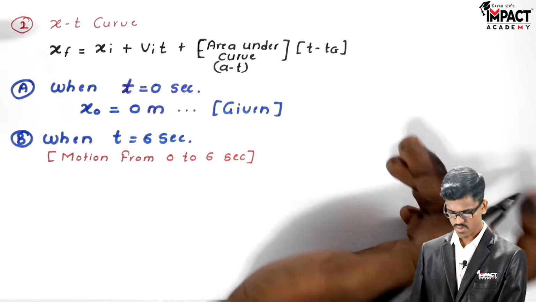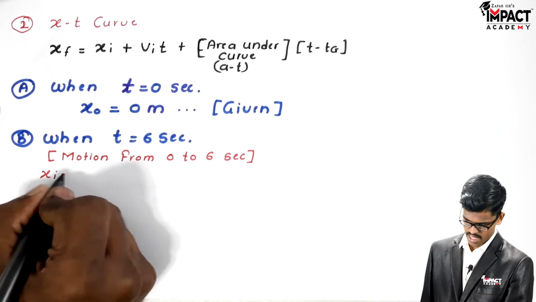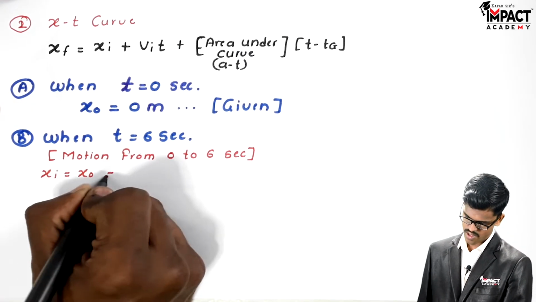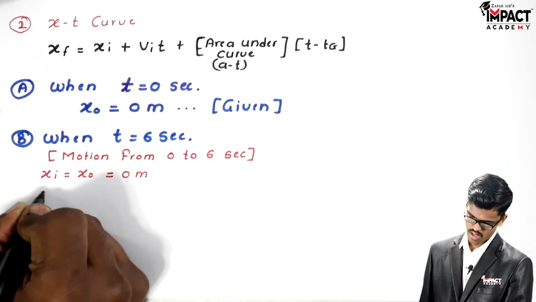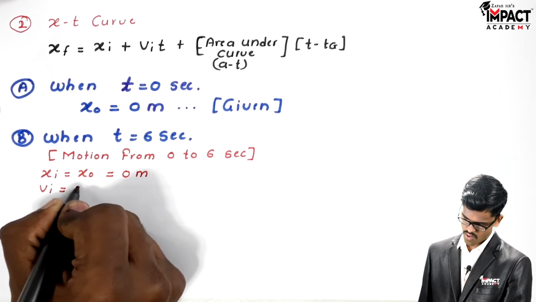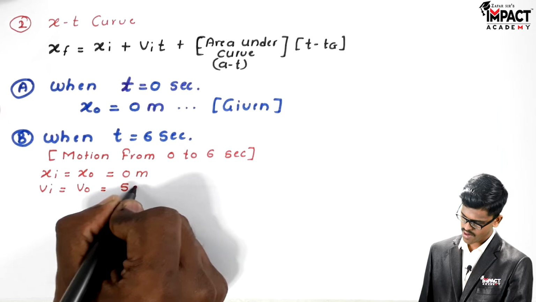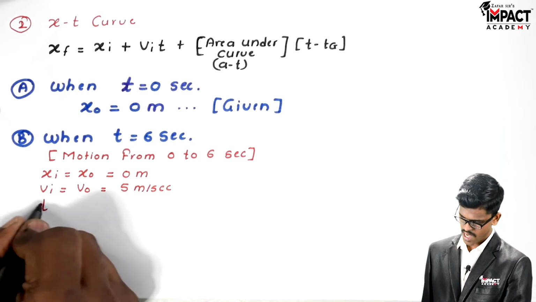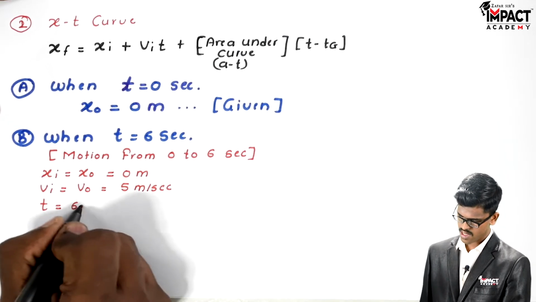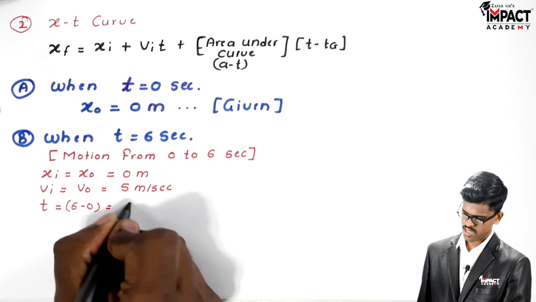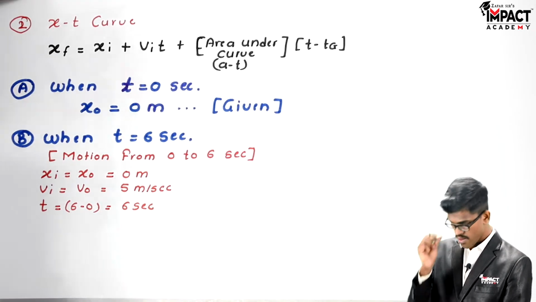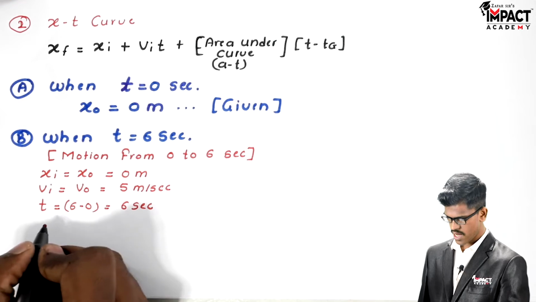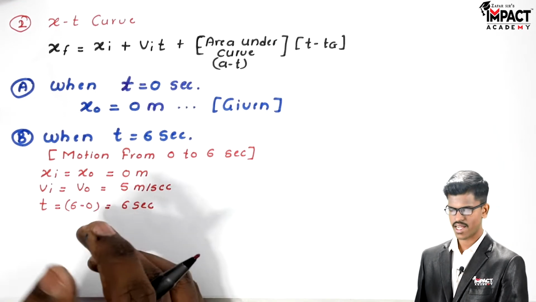So just write down xi is equal to x naught, which is equal to 0 meter, Vi is equal to V0, which is 5 meter per second. T is a time interval, 6 minus 0, which is 6 seconds. Okay, then the area under the curve is simply a right angle triangle.